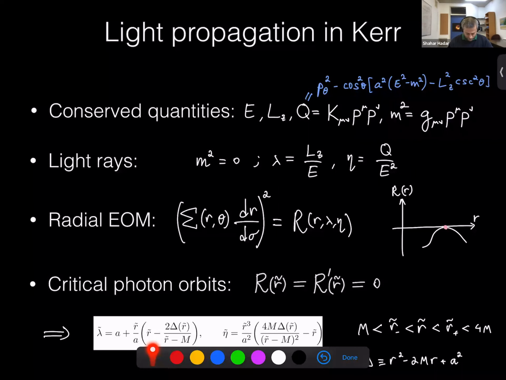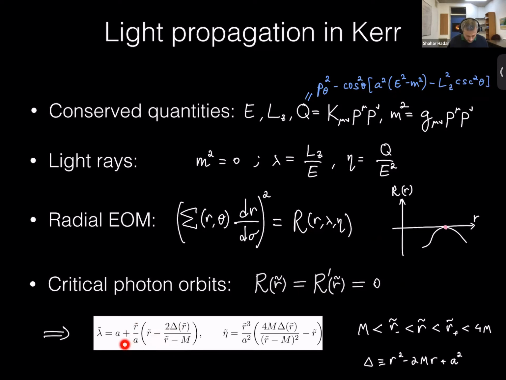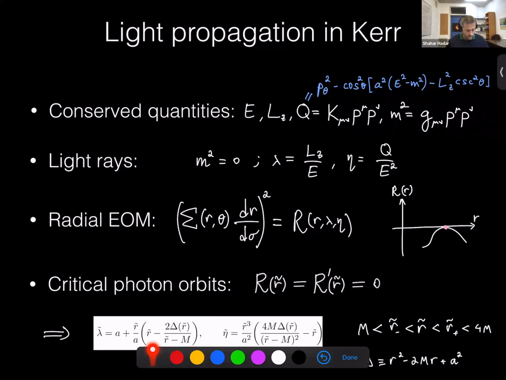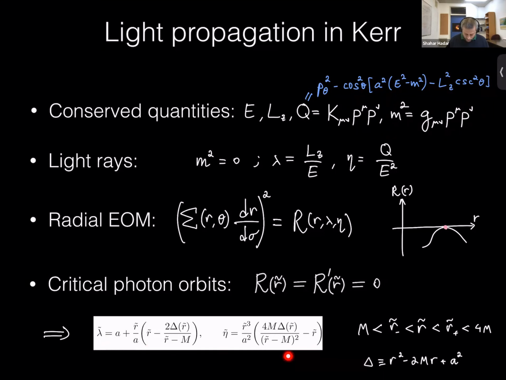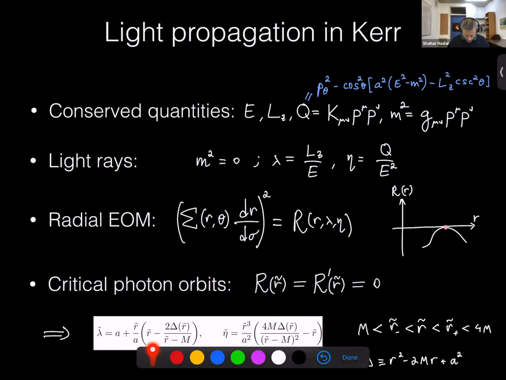The condition that gives us these critical photon orbits is that the right-hand side of this equation and its first derivative with respect to r will be 0, and this gives a condition on the critical azimuthal impact parameter lambda and this polar impact parameter eta. You can see that as a function of r tilde, which turns out to be the Boyer-Lindquist radius at which they orbit the black hole, you have a one parameter family of lambda and eta which satisfy this condition.